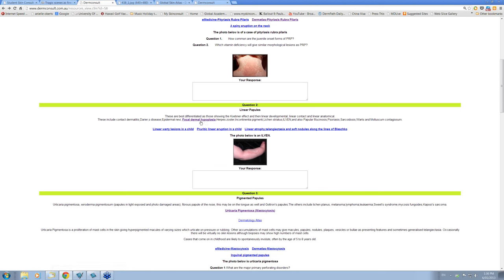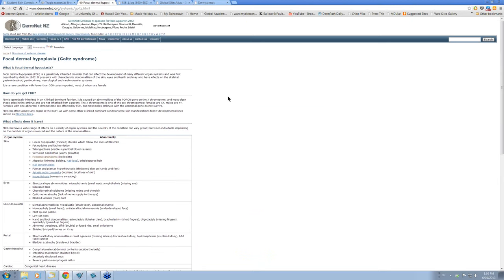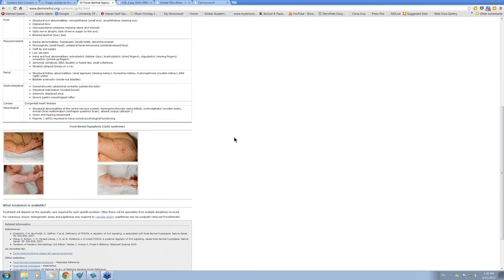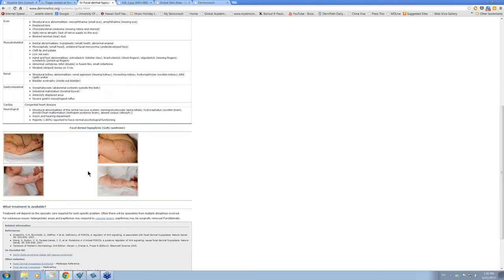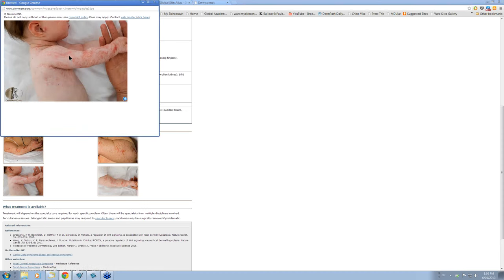I think this was a link to DermNet. There's a good little section in DermNet on focal dermal hyperplasia and Goltz syndrome, and Amanda has some lovely pictures there. I've got a case as well that I'll throw up and show you. Look at that linear telangiectasia. See it here? And there'll be little bits of atrophy as well in these, and I think that's a wee girl.